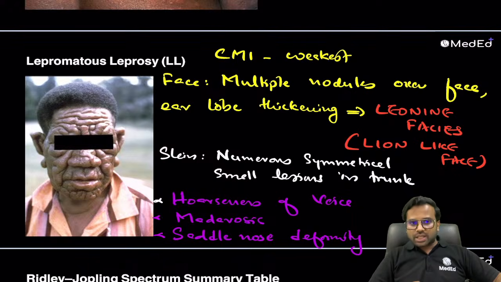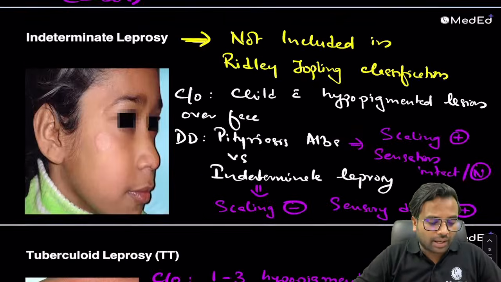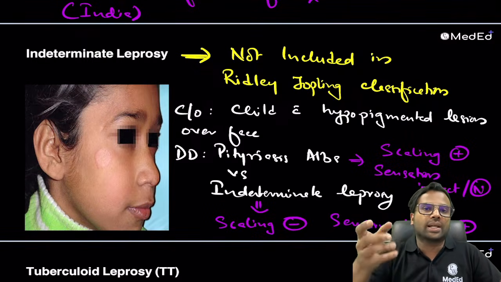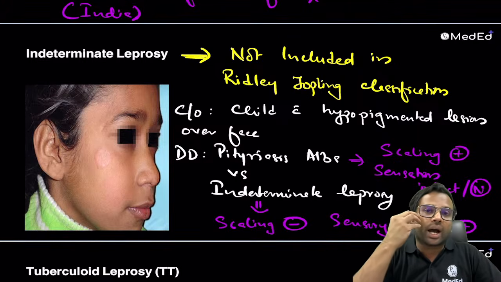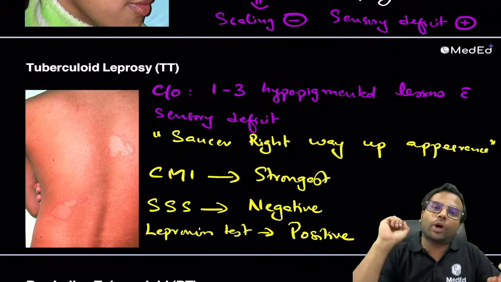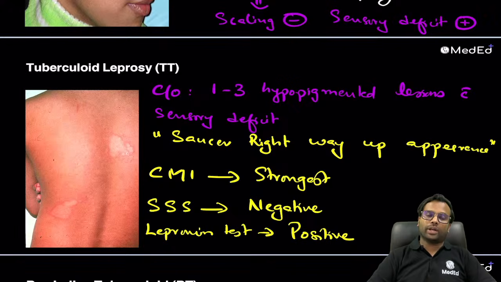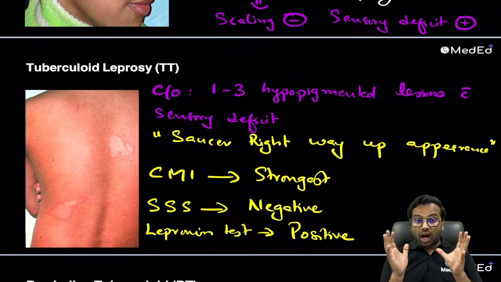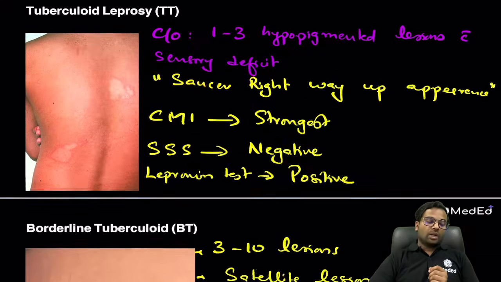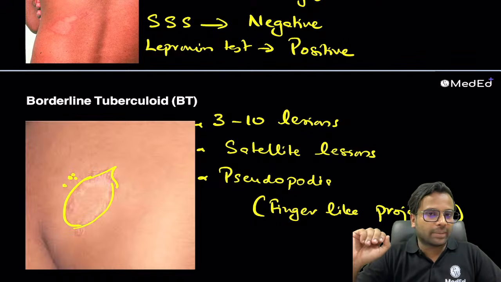So whatever we have learned just now, to do a very quick revision, we started with a indeterminate type of leprosy जहाँ पे the patient is a child और child का presentation क्या है? The presentation is a hypopigmented patch over the face. Now, when the patient is having a tuberculoid type of leprosy, patient is only having around 1 or 3 lesions in the body. And these 1 to 3 lesions are large lesion and it has an appearance like a saucer right way up. When the patient moves into borderline tuberculoid, up to 10 lesions will be there, isn't it?